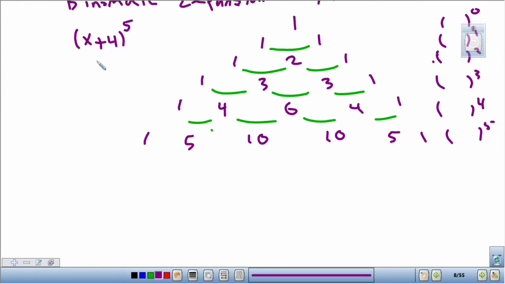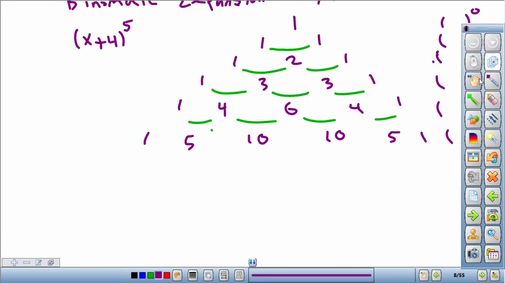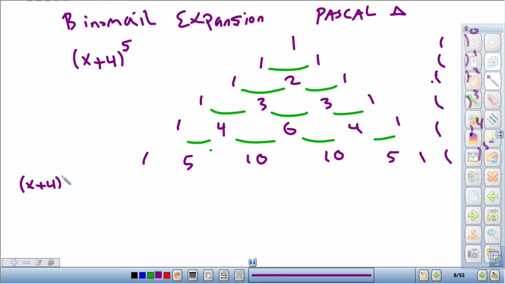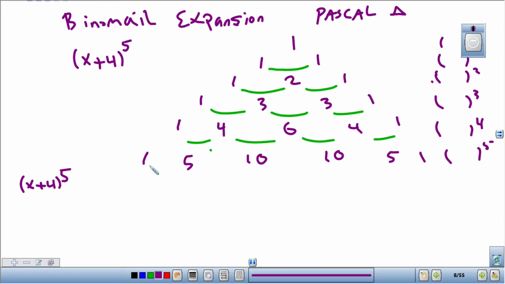So how do I do this? How do I expand this using Pascal? Well, you will use Pascal's Triangle to help you come up with the coefficients. So basically, to do this item here, x plus 4 to the 5th power, you will borrow numbers from Pascal. So this is my 5th exponent here. So I'm going to open parentheses like this, bracket I should say. Borrow 1 from Pascal, that's 1.